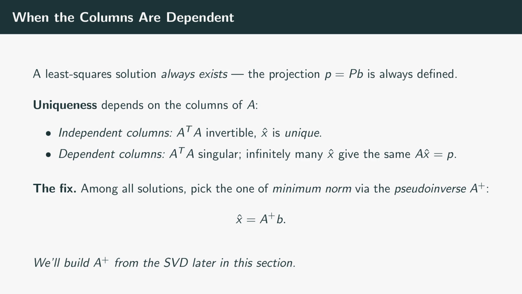The standard fix is to pick, among all those equally good solutions, the one of smallest length, using an object called the pseudo-inverse, written A with a plus sign. Then x hat equals A plus times b gives a single canonical answer. We can't build the pseudo-inverse properly yet. It comes from the singular value decomposition, which is the climax of this section. For now, just know, a best fit always exists, and dependence only affects whether the coefficients are pinned down.